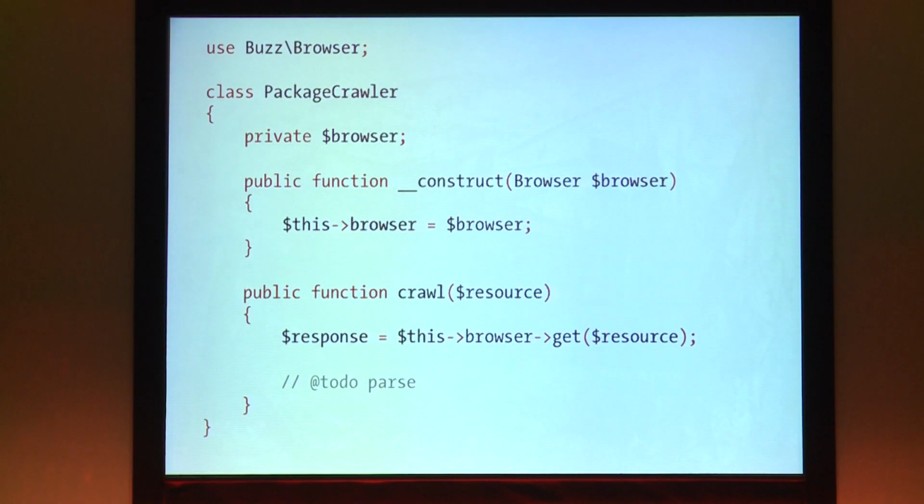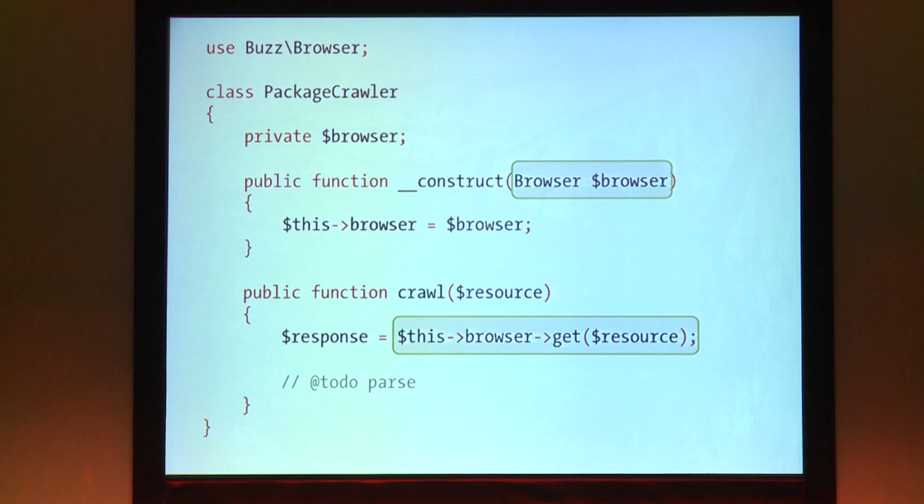So this is how it might look like. Package crawler, and I use dependency injection. I know how to do that. Right, so just inject it in a constructor and then use it. Code looks great, life is beautiful. Then obviously, after fetching the response, I'm going to do something about it. That's actually the core of this class.